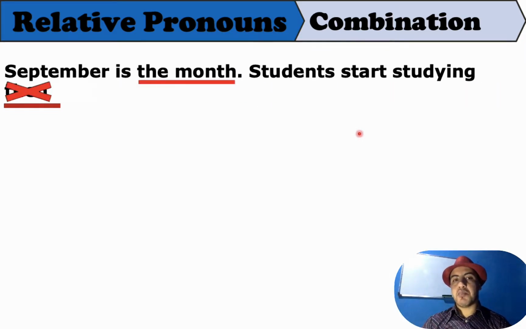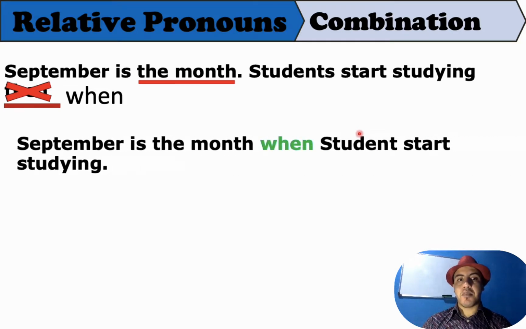And are we going to replace it with who? No, because the month is not people. Are we going to replace it with which? No, because the month is not a thing. So what is a month? September, October, 1 o'clock, 6 o'clock. Very good. It is a time. And what is the relative pronoun that we use with the time? It is when. Very good. So the answer is September is the month when students start studying.